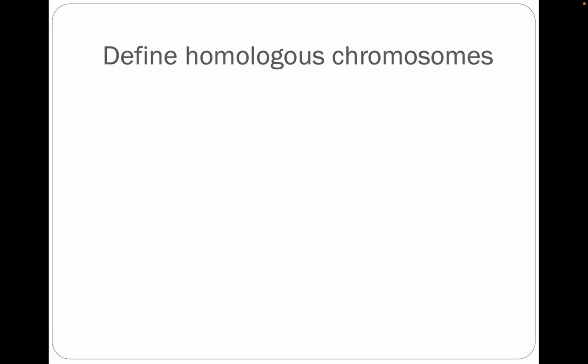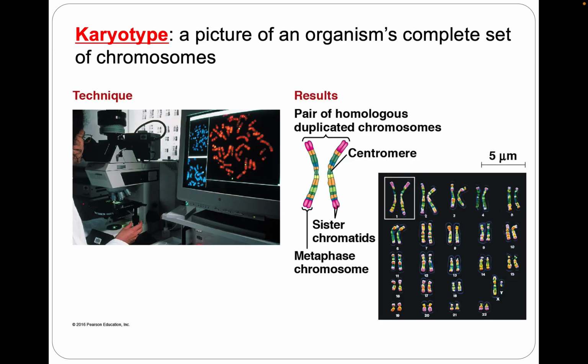Good. And this would be a great place to pause the video and define homologous chromosomes. All right, karyotype. This is a picture of an organism's complete set of chromosomes. So it's a pair of homologous duplicated chromosomes. So we have sister chromatids here together on the right, and sister chromatids here together on the left. So this would be the duplicated copy from one parent and the duplicated copy from the other parent.